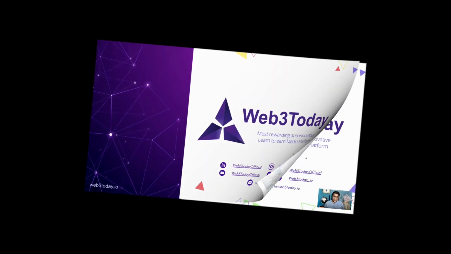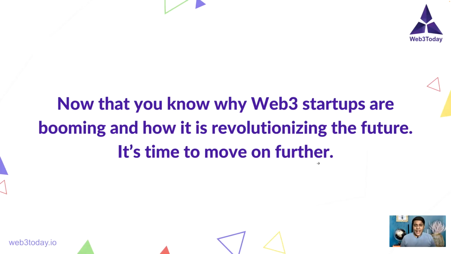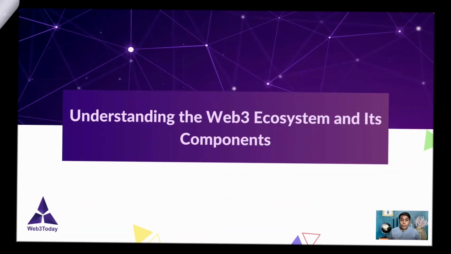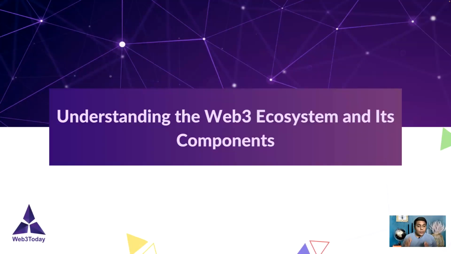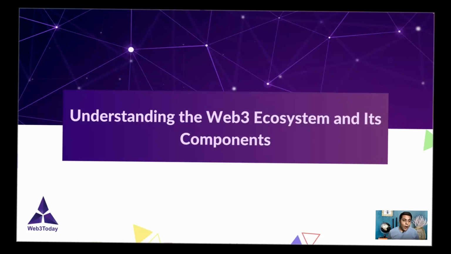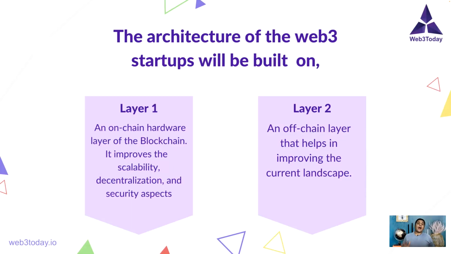So let's begin. As you all know, Web3 startups are booming and revolutionizing the future. It's time to move on further, and it's important to understand some of the core Web3 ecosystem and its components. The entire architecture of Web3 is built on two fundamental layers, layer 1 and layer 2. You must have heard that Bitcoin and Ethereum are layer 1 blockchains, while Polygon Matic is a layer 2 blockchain. So what exactly is a layer 1 blockchain?